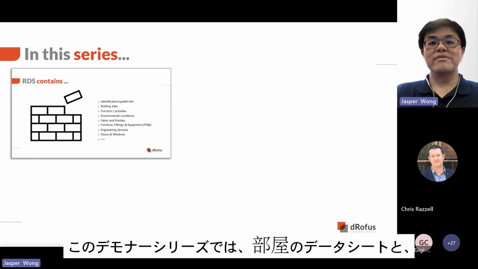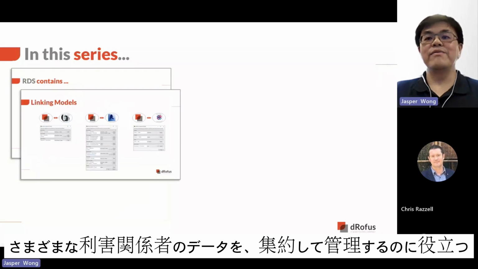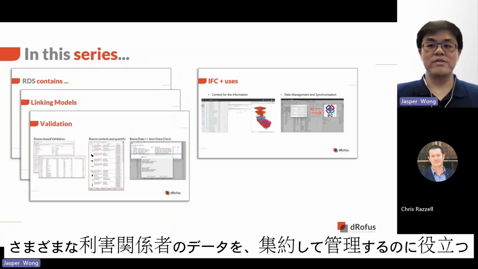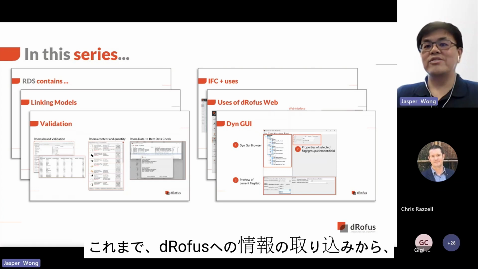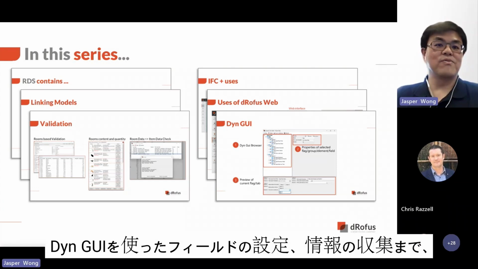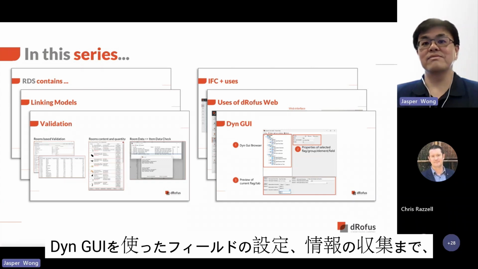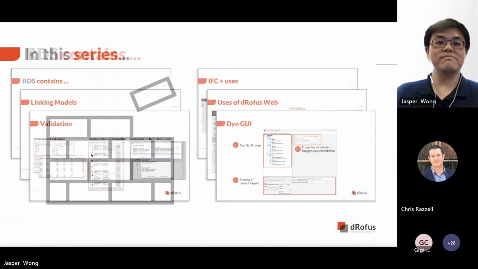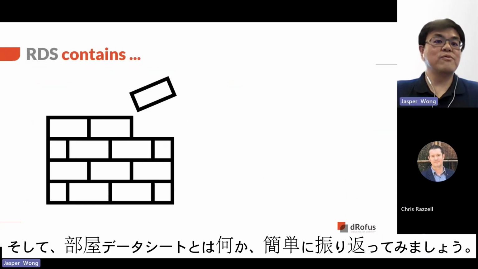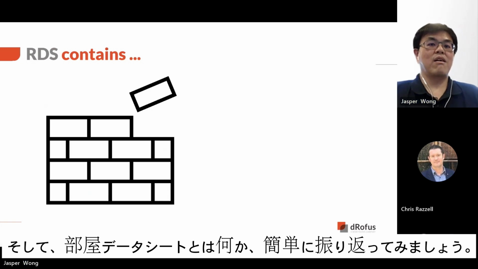So in this Demonar series, we've been delving into the room data sheet and the different functions of dRofus that help to aggregate and manage data from different stakeholder sources. The topics we've looked at range from getting information into dRofus to setting up the fields using Dim GUI to collect information. And we'll just do a quick recap of what a room data sheet is.